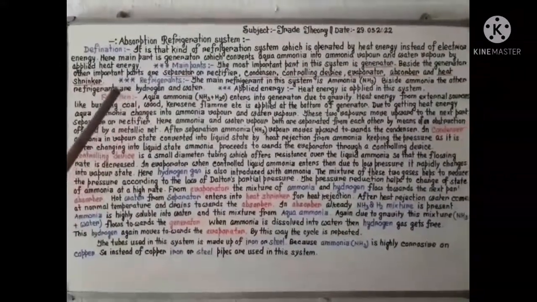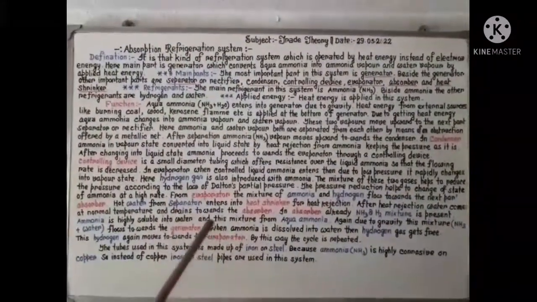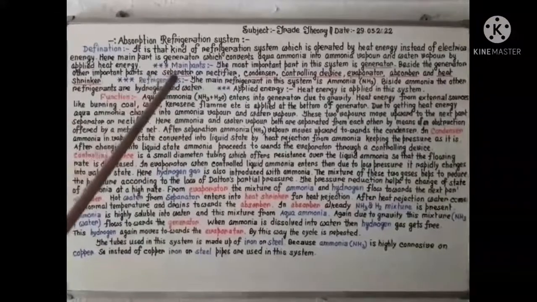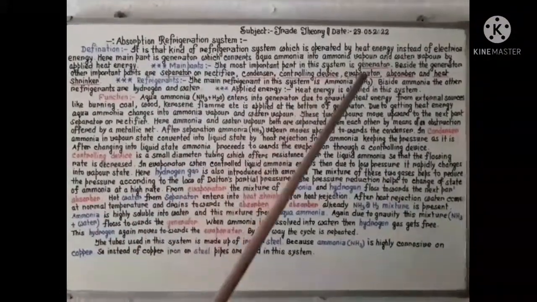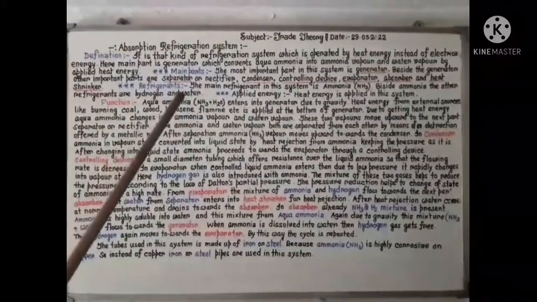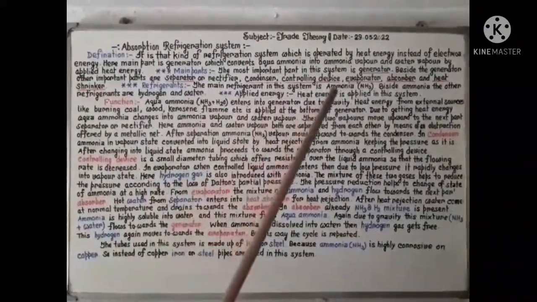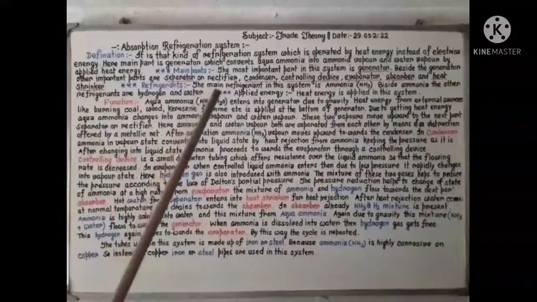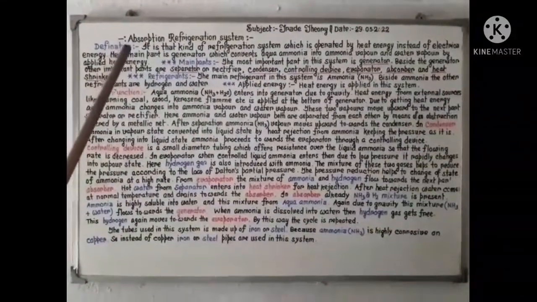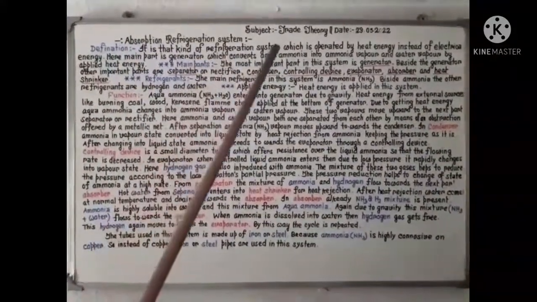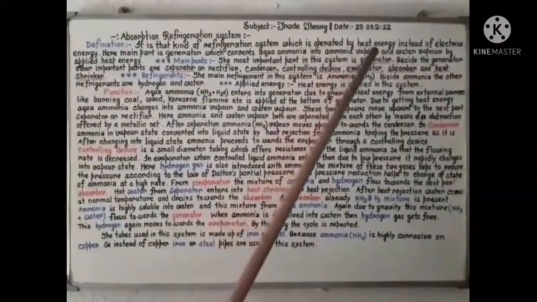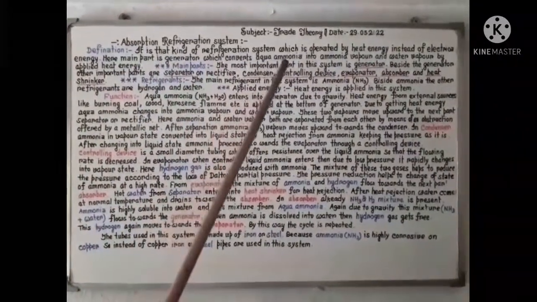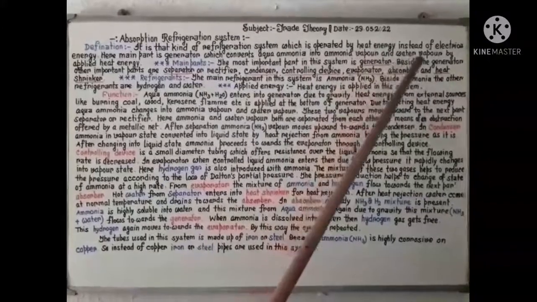So I have already discussed the function and main parts. I have already told you: generator and separator, rectifier, condenser, controlling device, evaporator, absorber and heat sinker. Three refrigerants: the strong refrigerant, that is ammonia, and besides ammonia the other refrigerants are hydrogen and water. And as a definition, it is that kind of refrigeration system which is operated by heat energy instead of electrical energy. Here the main part is the generator, which converts aqua ammonia into ammonia vapor and water vapor by applied energy.